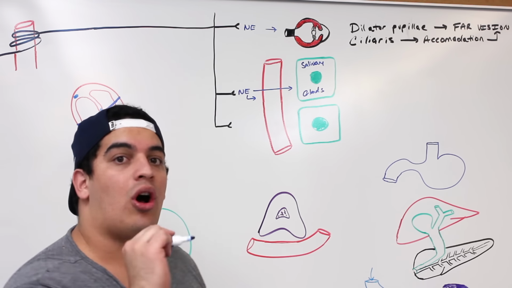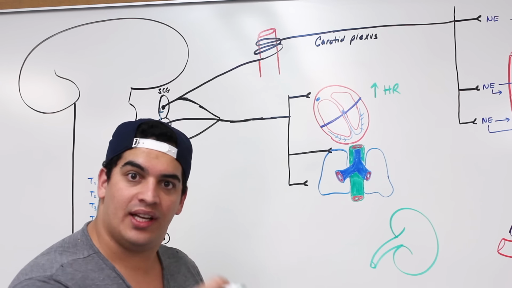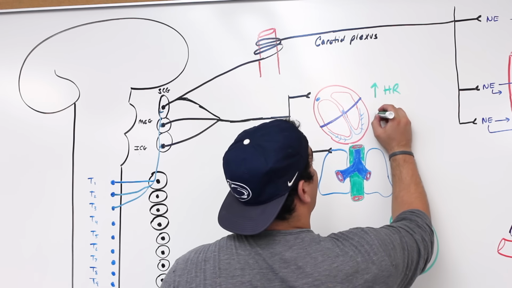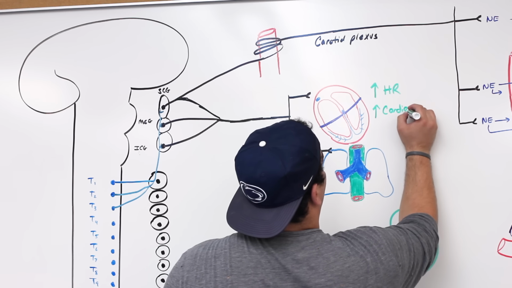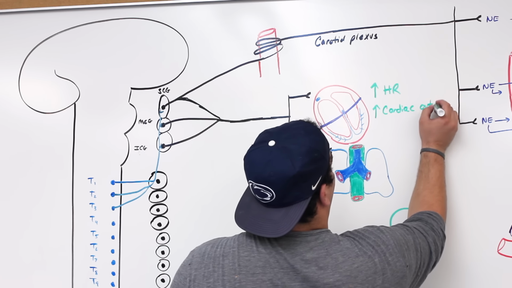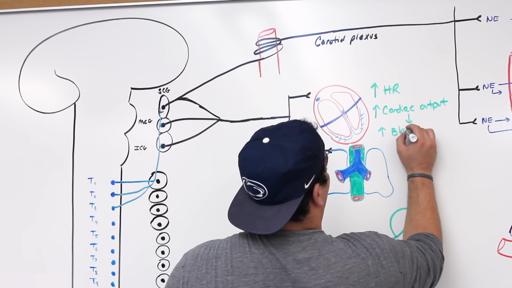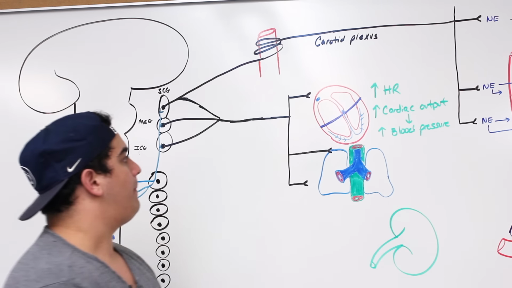Another thing is it can act on the myocardium, the contractile muscle cells. If that happens, it can increase the contraction power. If we increase contractility, we increase what's called cardiac output. And if you increase cardiac output, eventually that could increase your blood pressure. Okay, so that's a pretty cool thing there, right?